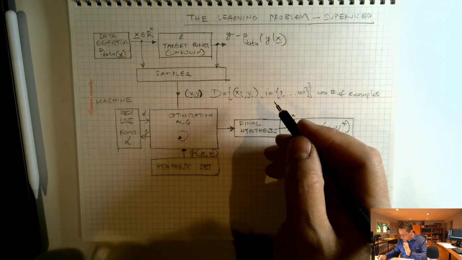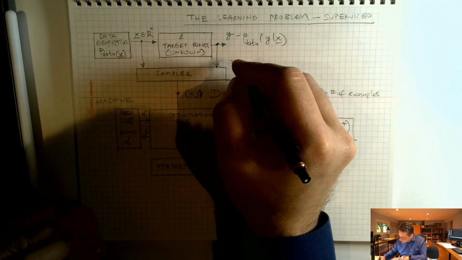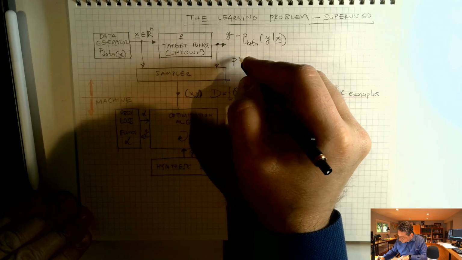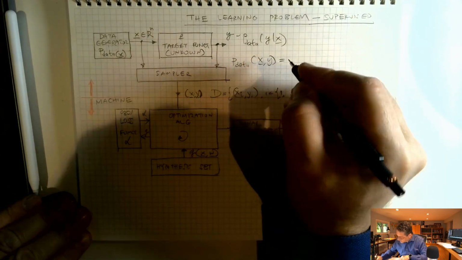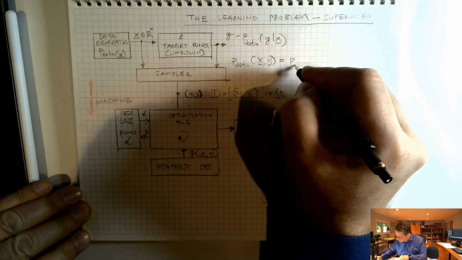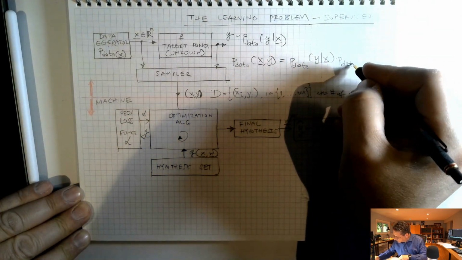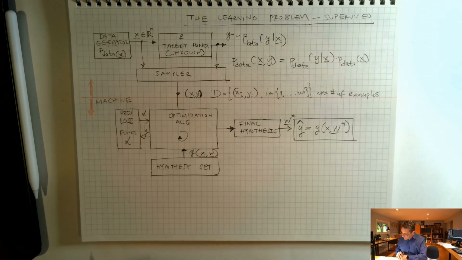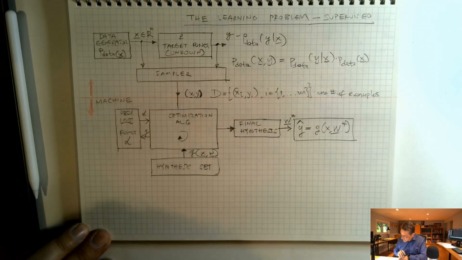So the sampler now sees both of these X's and Y's, and in fact what we can tell here is that the sampler will sample out of a joint probability distribution P data of X comma Y, which is nothing else, as we have seen in the probability review section, than the product of P data of Y given X times P data of X. Everything is consistent here in terms of the product rule, and the sampler will sample out of this joint probability distribution and give us some examples.